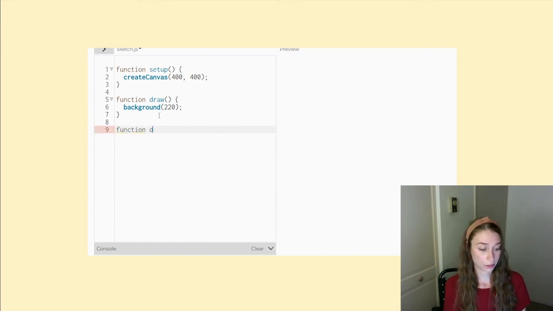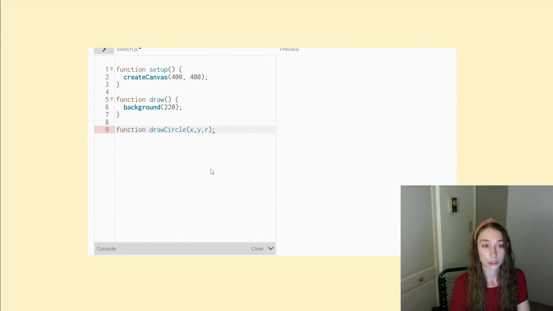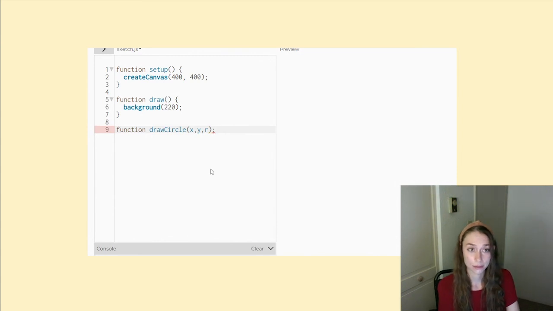This function does one thing and one thing only, and that is draw a circle. This circle has a couple of conditions. We need to know the x position, the y position, the radius, and then we need to know the stroke weight. In fact, we'll come back to stroke weight. All we need to know is the x position, the y position, and the radius. Cool?